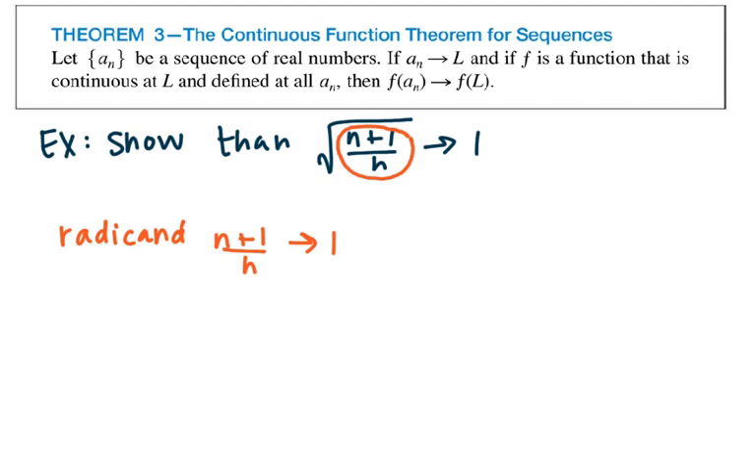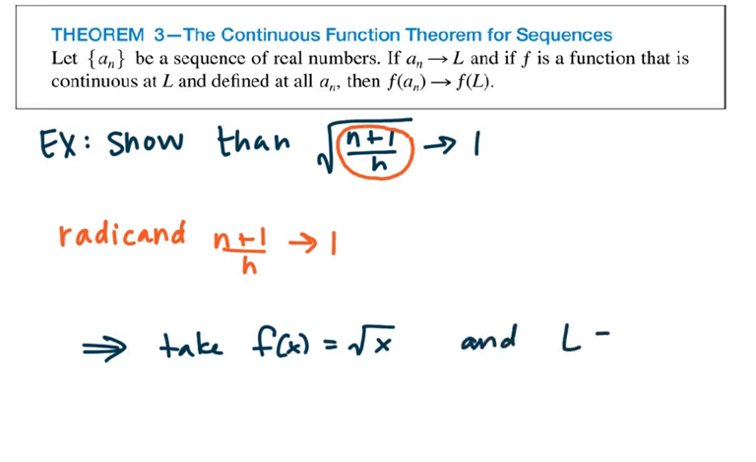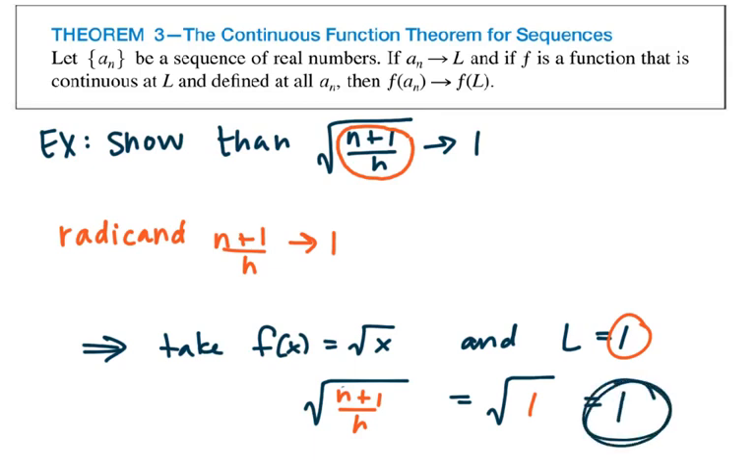All right? So what we can think about here is we can say let f of x equal the square root of x. And the L value we want is going to be 1. So then the square root of this radicand, n plus 1 over n, would equal the square root of that L value I have right here, 1. And that is equal to 1. So there's my final answer.